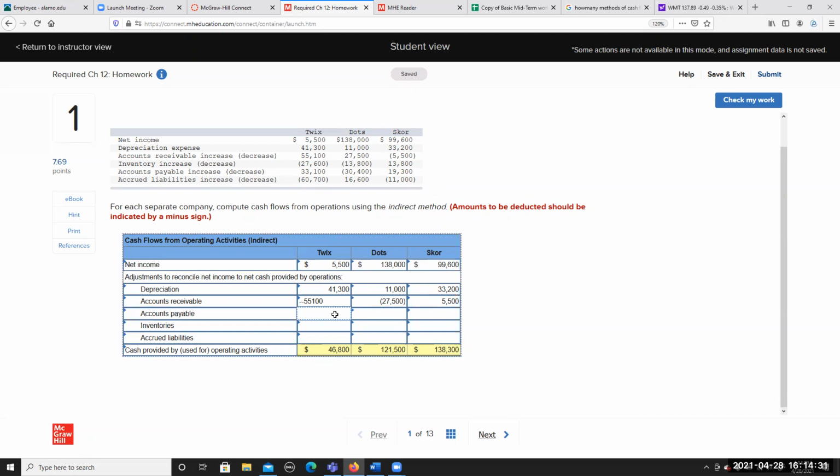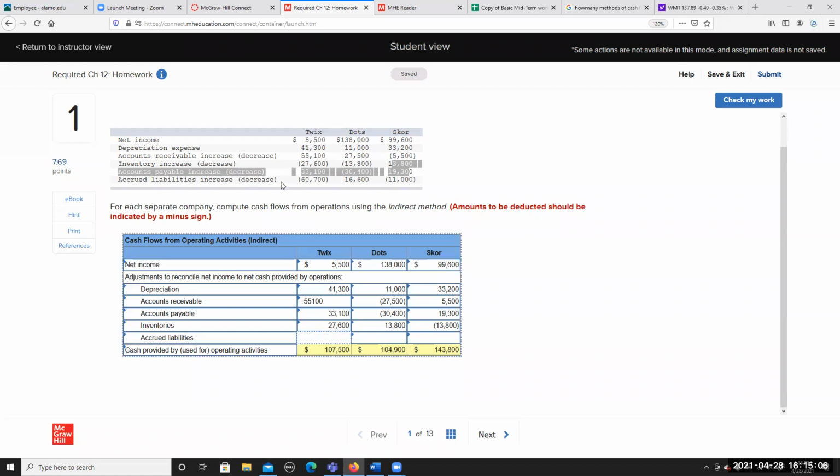Accounts payable. Cash goes up. If payables go down, our cash goes down. Payables go up, cash goes up because we're not paying people. But if our payables go down, that means we used our money to pay people. Inventory. Inventory went down, so cash went up. We sold it and converted to cash. Here, inventory is going up, so cash is going down.